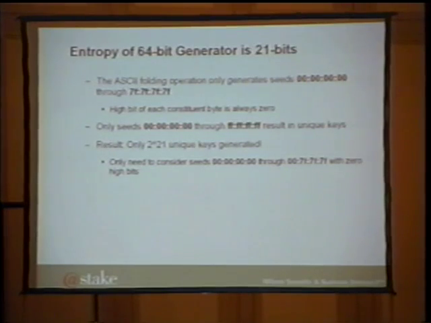In the first ASCII folding operation, we noticed that only the seeds of 0 through 7F, 7F, 7F, 7F, where the high bits were always 0, could be generated. And then in the random number generator, we noticed that only the seeds 00 through 00, FF, FF, FF will result in unique keys. When you combine these 2 facts, we note that we only need to consider the seeds 0 through 00, 7F, 7F, 7F, or 2 to the 21 seeds.